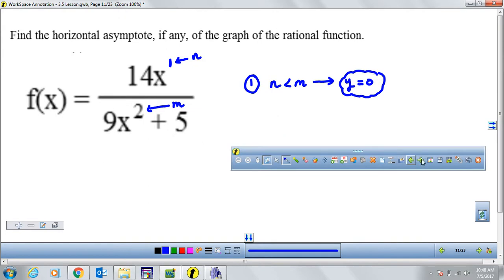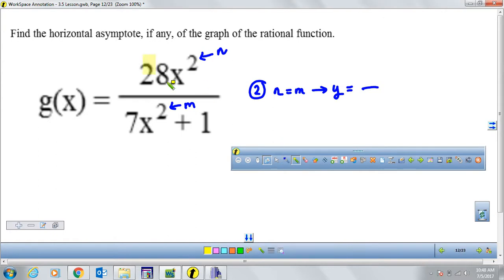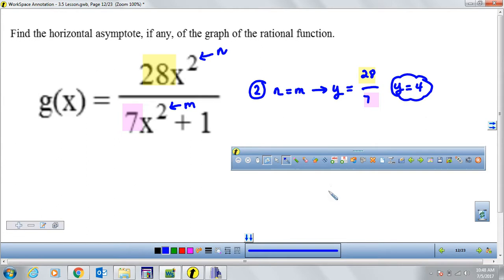Now, the next one. Now we see that the degree of the numerator n is 2 and the degree of the denominator m is 2. So this is rule number 2. N is equal to m. When the degree of the numerator is equal to the degree of the denominator, how do we find the horizontal asymptote? By dividing the leading coefficients. So that's what we have to do. Divide the leading coefficients, which in this case would be y equals 28 divided by 7, and that will be y equals 4. This is the horizontal asymptote in this case.